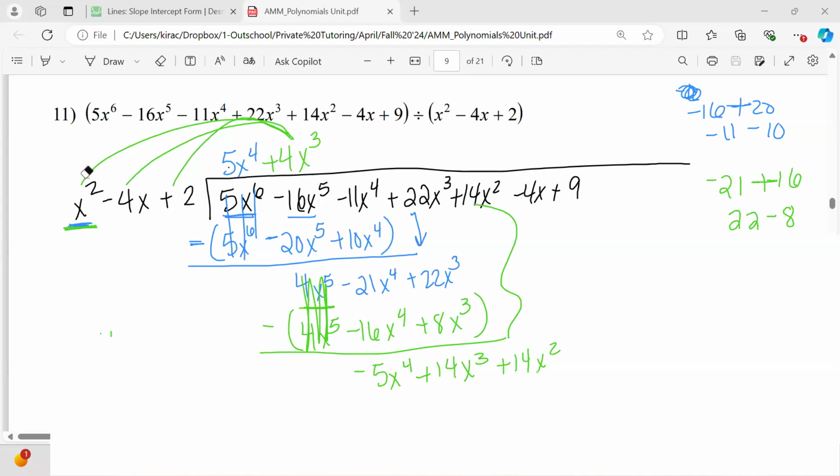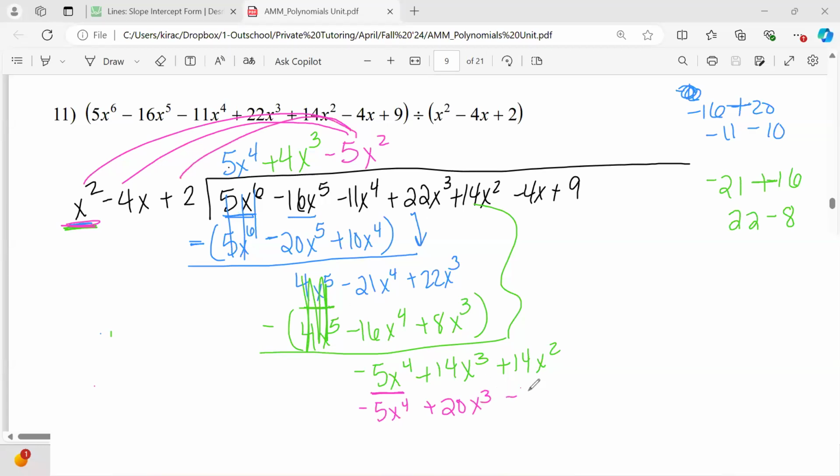Okay, and repeat. Again, these are long, annoying, but once you get the hang of it, you just repeat the same process over and over. So we want x squared to look like our new first thing. He needs a -5 and 2 more x's to get him to be -5x to the fourth. Negative times negative would be positive 20x cubed. And then that would be -10x squared.